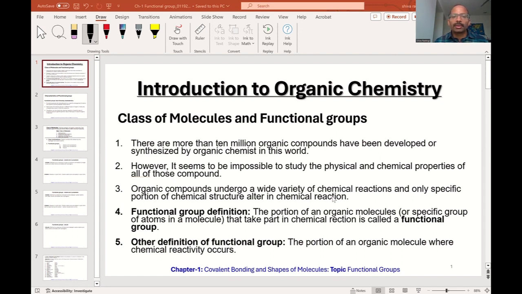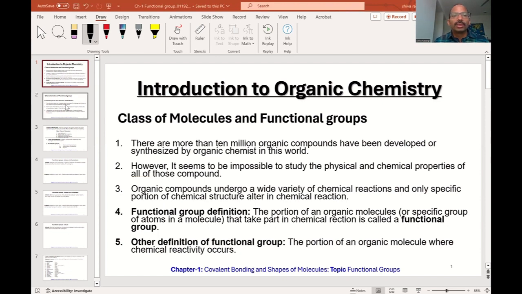Functional groups are defined as the portion of the organic molecule, or a specific group of atoms in a molecule, that takes part in a chemical reaction. Another definition of a functional group is the portion of an organic molecule where chemical reactivity occurs.